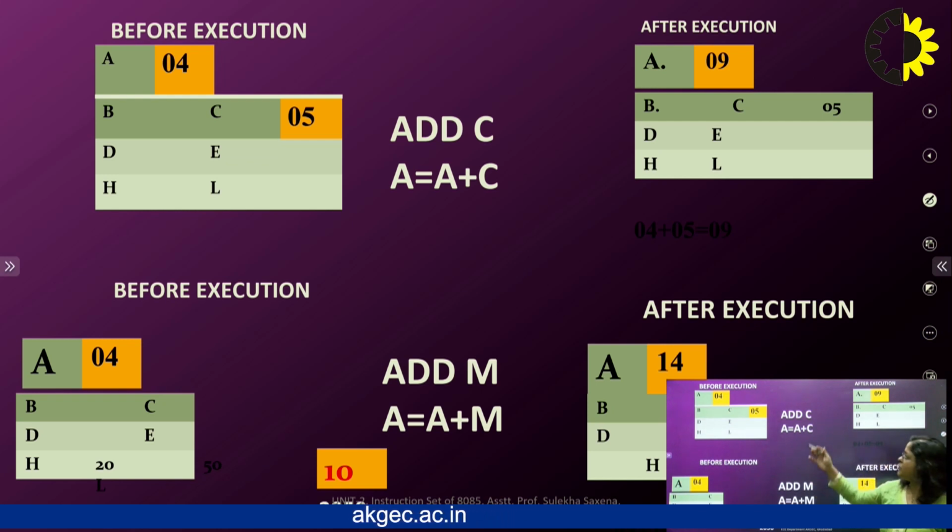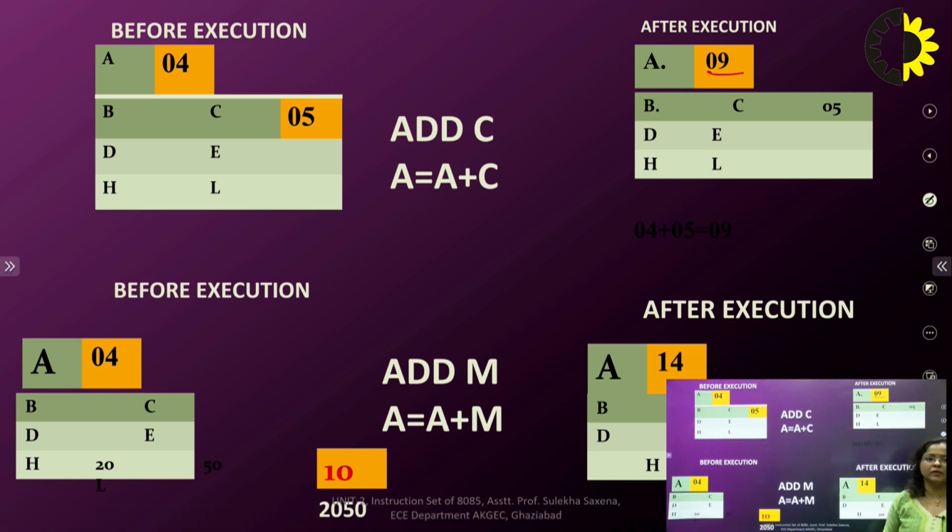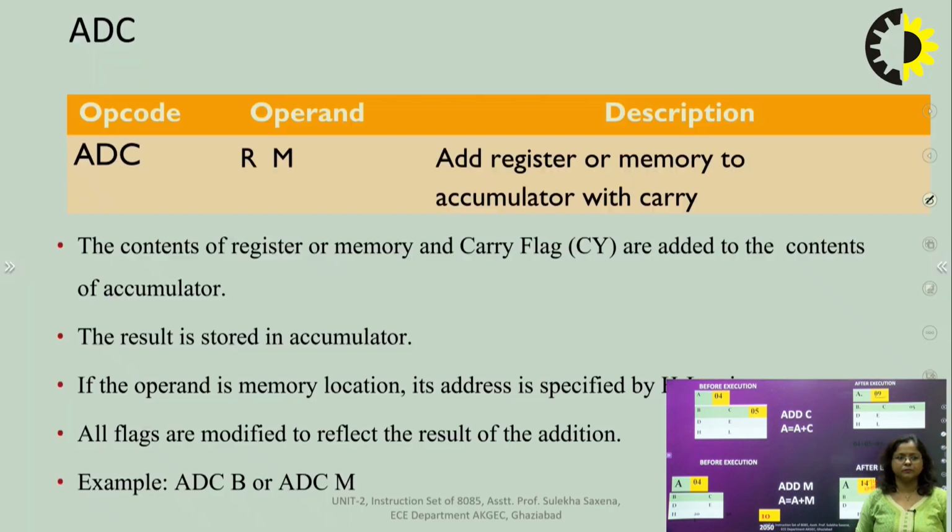For example, if we take accumulator 04, C register 05, then after execution of ADD C, the result in accumulator will be 09. Similarly, if we take accumulator 04 and HL pair contains 2050 and the content of 2050 is 10, then this instruction will add 10 plus 4, 14, which is equivalent to E. Sorry, the result will be 14 only.